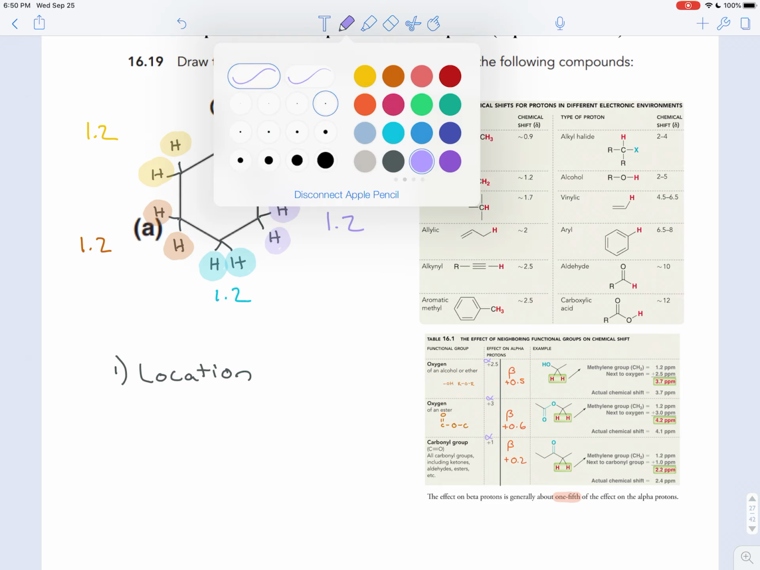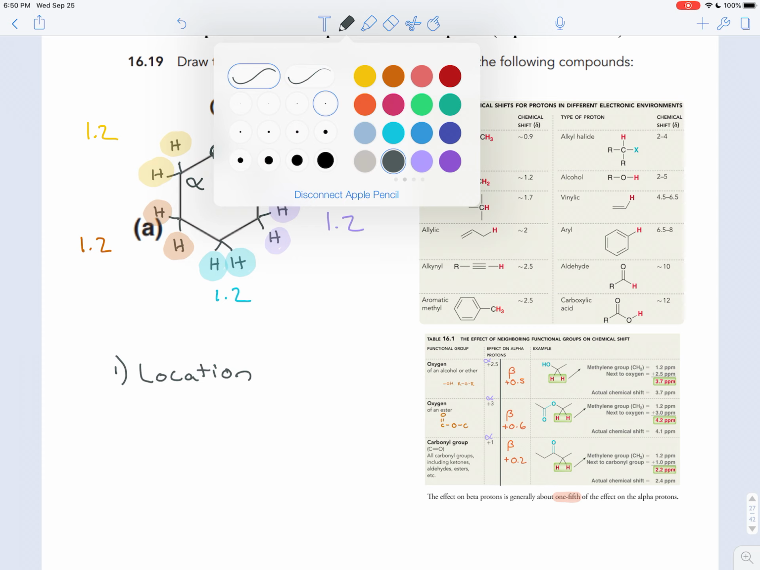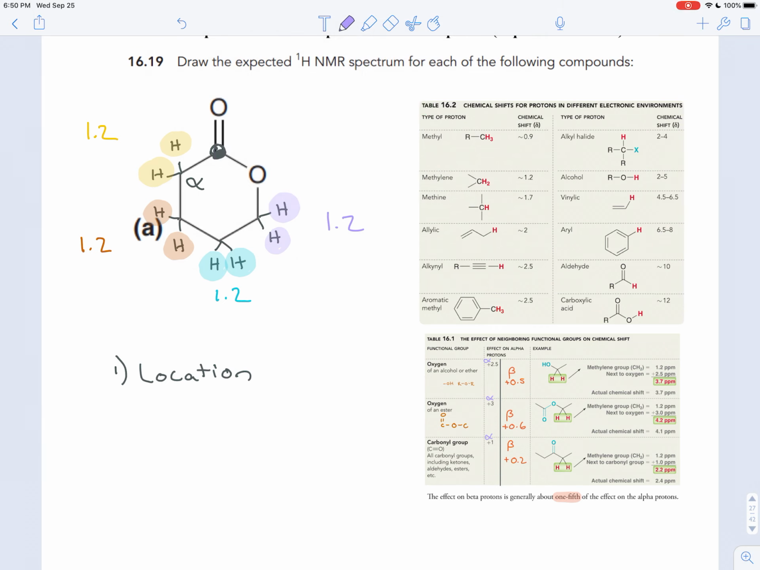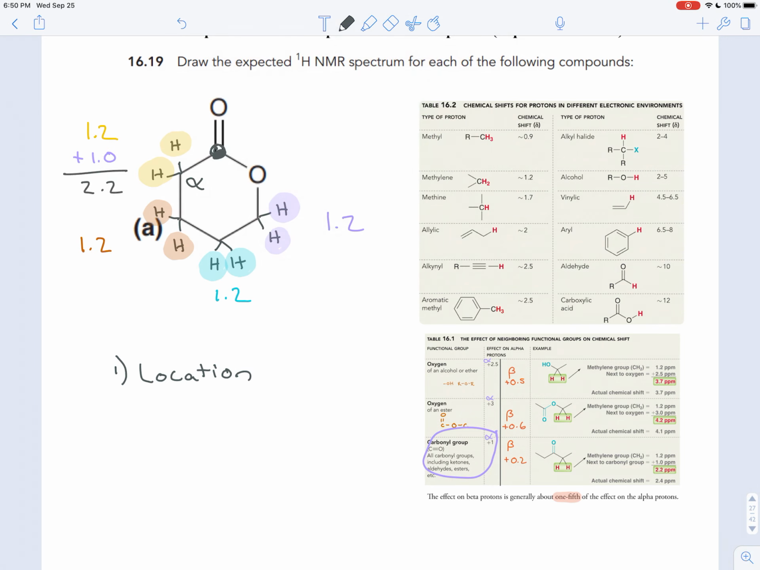Once you have a general idea of where the peaks are going to be, you have to adjust that based on the electronegative stuff nearby. So for example, the yellow hydrogens are alpha to the carbonyl. So this is the carbonyl carbon. Right next door to it, that's the alpha position. If you are alpha to a carbonyl, then, as you can see down here, you have to add 1 to the parts per million, to the delta value that you'd get for this. So plus 1, and that gives you a total of 2.2. That's where we'll be looking for this CH2 peak.